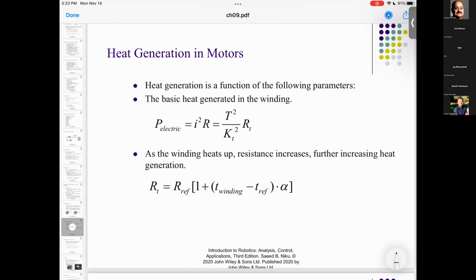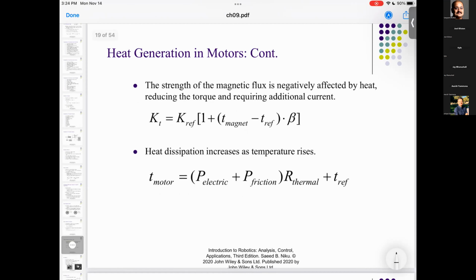Heat generation in a motor: the simple principle is I squared R, the square of the current multiplied by the resistance. That is the heat generated. The problem is that as the winding heats up, the resistance increases, and that increases the heat generation. Many times the motor fails because of shorting of the rotor winding due to the heat. And you can change the strength of the magnetic flux, but the problem with heat is that it affects the magnetic flux, and that changes the torque, and then it requires additional current.